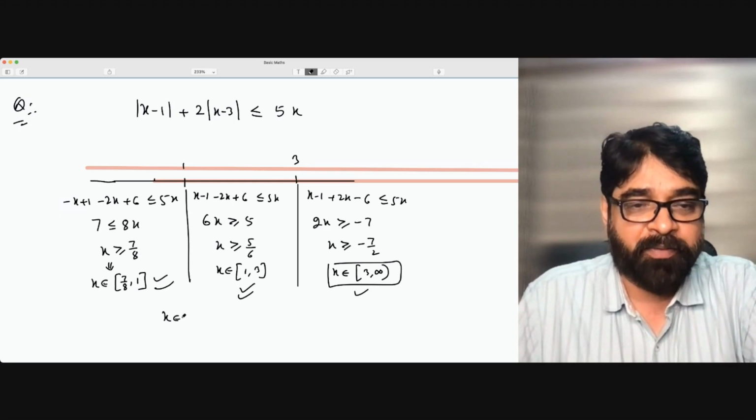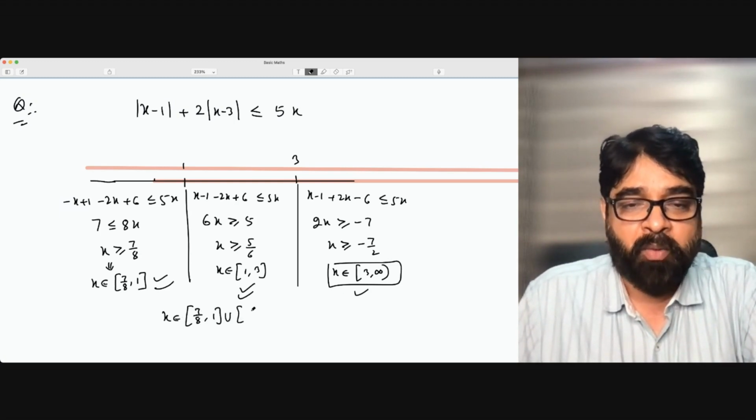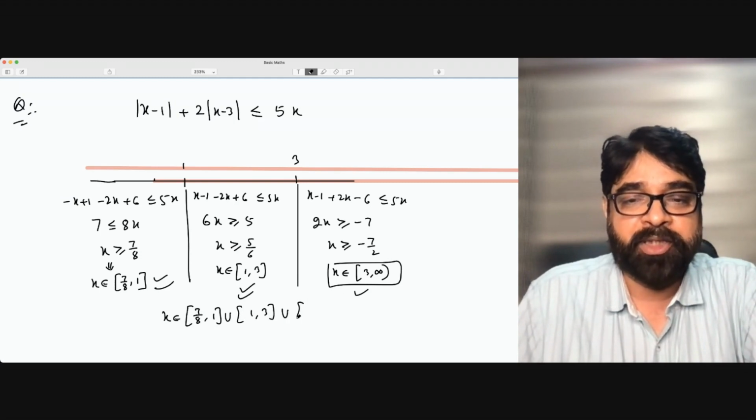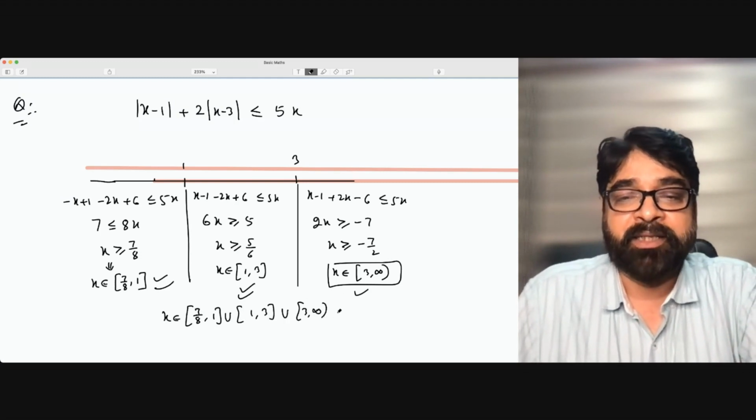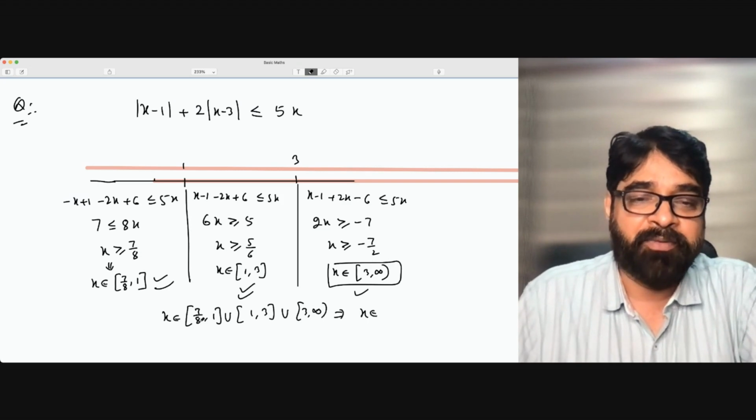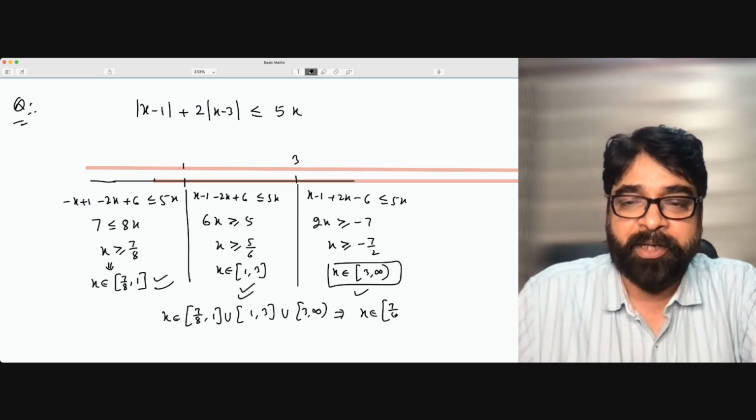So you can say the final answer will be 7 by 8 to 1 union 1 to 3 union 3 to infinity. Basically, directly I can say x belongs to 7 by 8 to infinity.